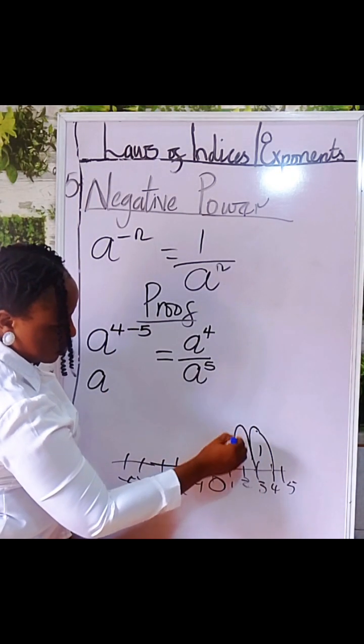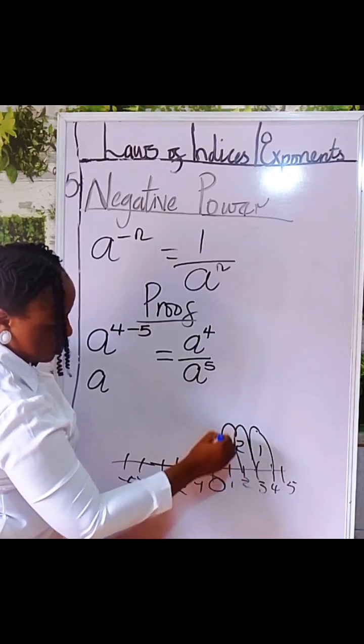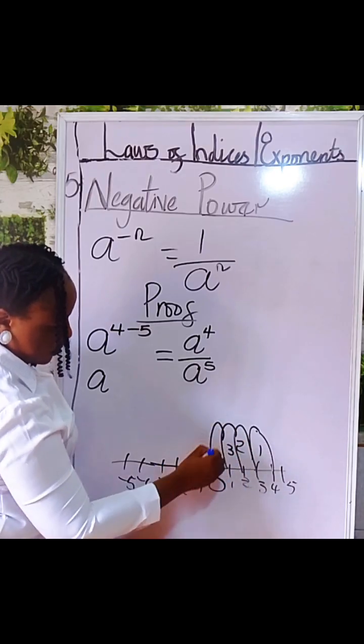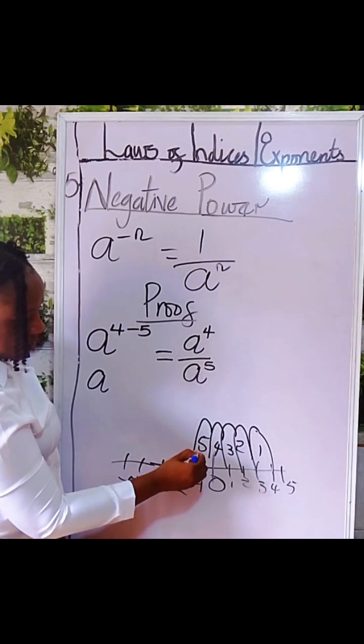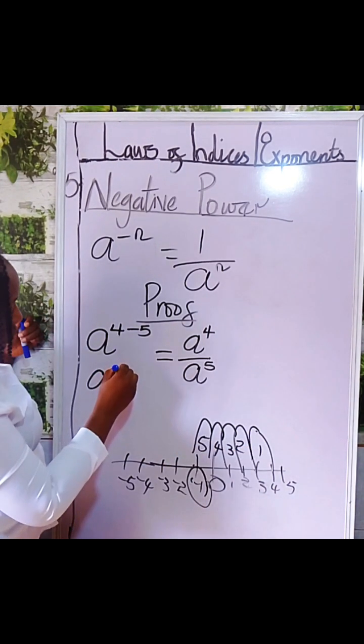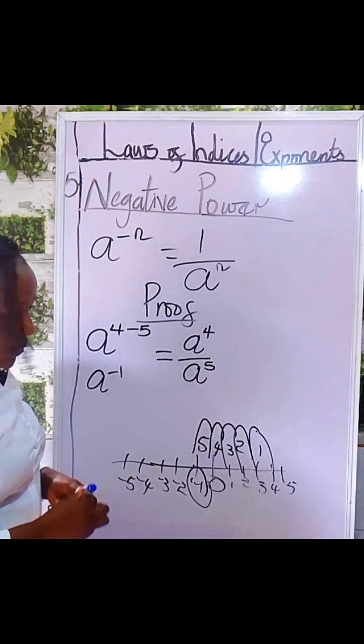1, 2, 3, 4, 5. Are you seeing it? You stop at minus 1. That means this is minus 1.